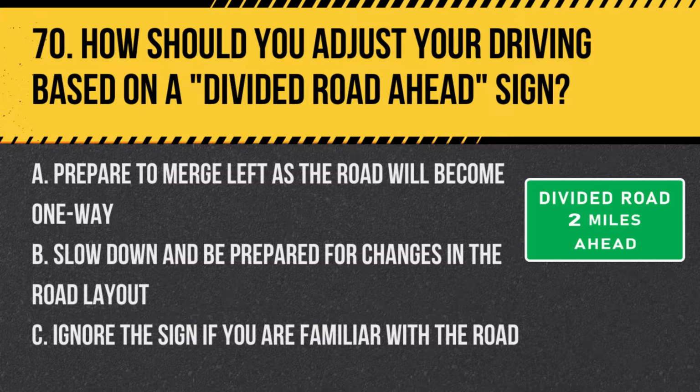Answer: B. Slow down and be prepared for changes in the road layout. A divided road ahead sign indicates that the road will soon be separated by a median or barrier, requiring attention to lane changes and merges.